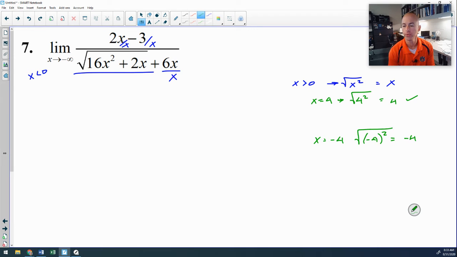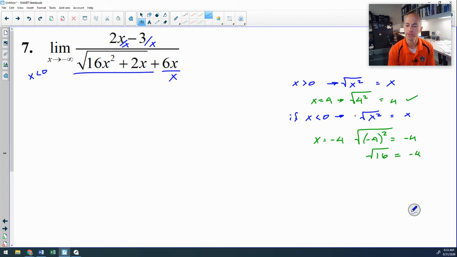When you square root negative 4 squared, that turns into the square root of 16, and the square root of 16 does not equal negative 4. That's a false statement. That's an issue. So when x's are negative, if x is less than 0, which is what we have here, the square root of x squared no longer equals x.